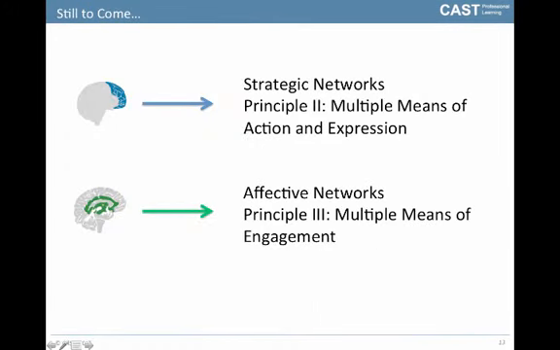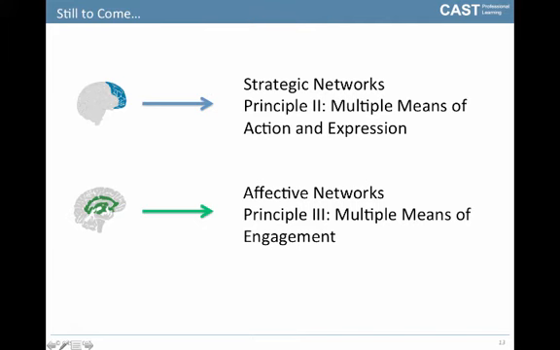As we did for the recognition networks, still to come is learning about the strategic networks, which align to UDL Principle 2, multiple means of action and expression. We will also learn about the affective networks, which align to UDL Principle 3, multiple means of engagement.